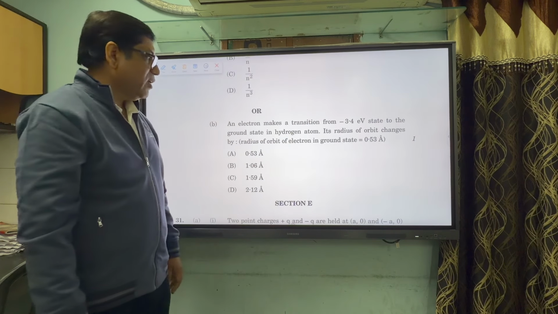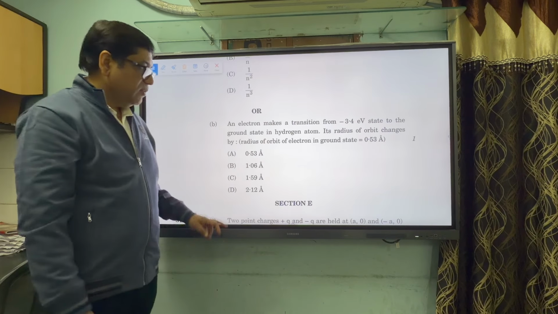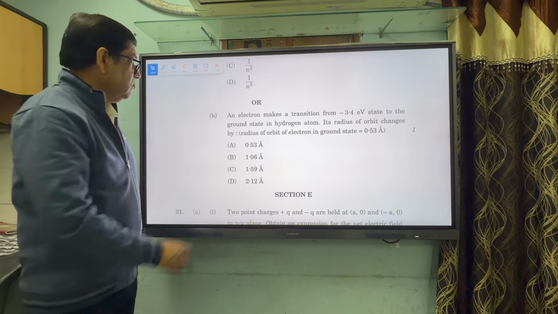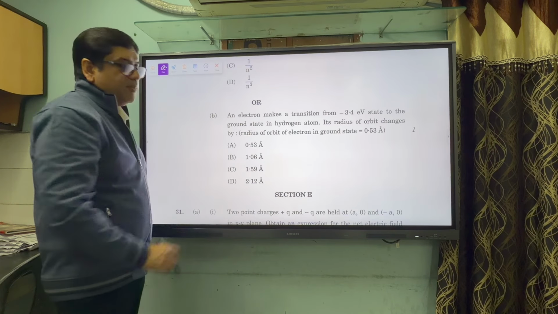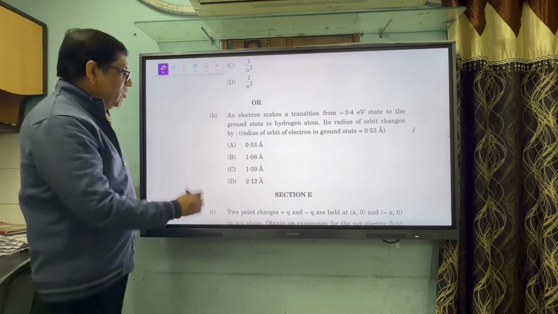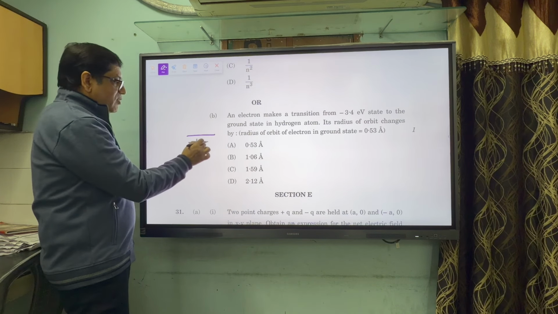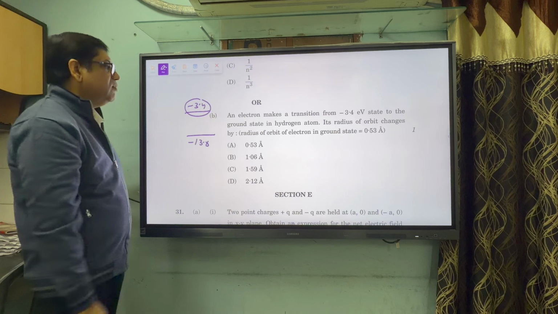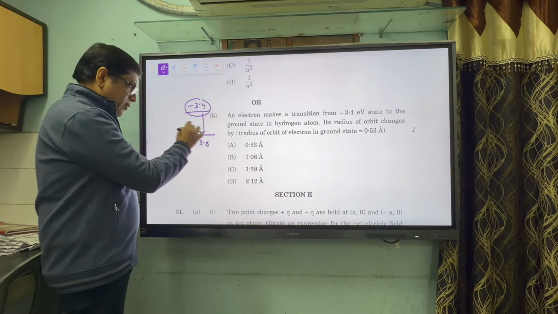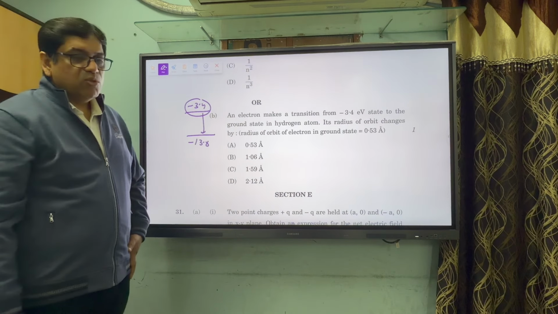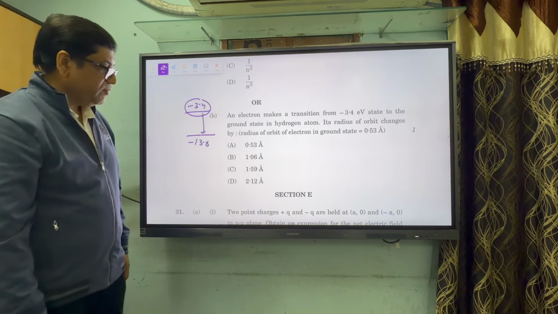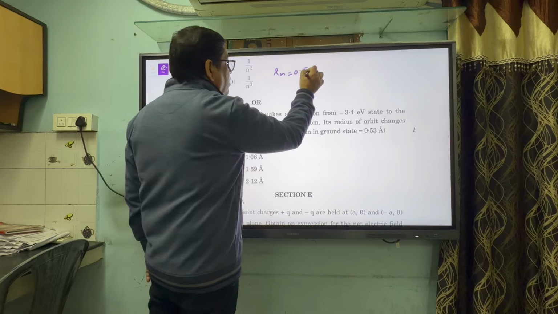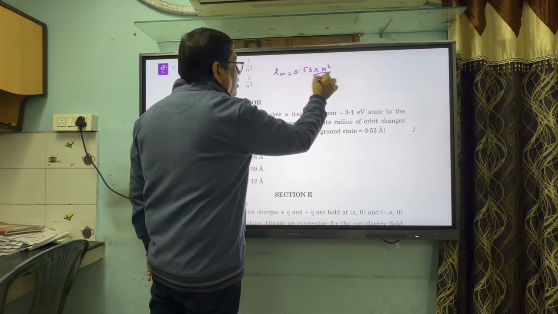An electron makes a transition from minus 3.4 electron volt state. आप सबने एनर्जी लेवल डायग्राम बनाई होगी तो आपको पता है फर्स्ट ऑर्बिट होती है माइनस 13.6, सेकंड ऑर्बिट होती है माइनस 3.4. तो इलेक्ट्रॉन इज जंपिंग फ्रॉम सेकंड ऑर्बिट टू द ग्राउंड स्टेट, ऑब्वियसली फर्स्ट ऑर्बिट. उसका रेडियस कितना चेंज होगा? रेडियस ऑफ nth ऑर्बिट होता है 0.53 into n square by z.